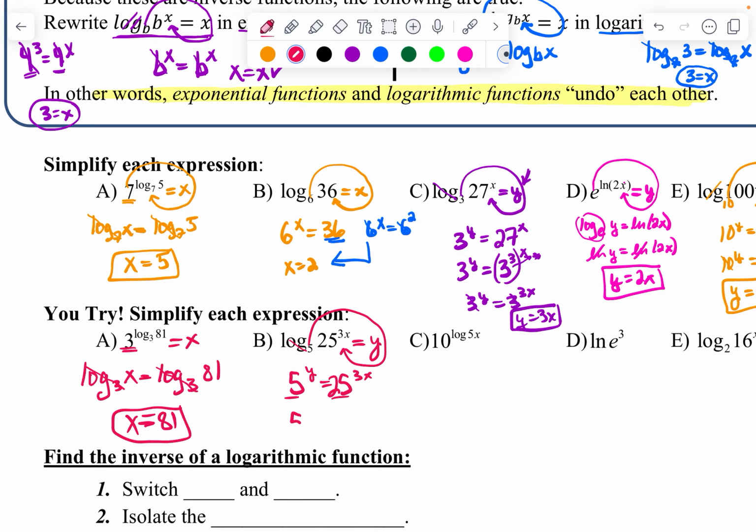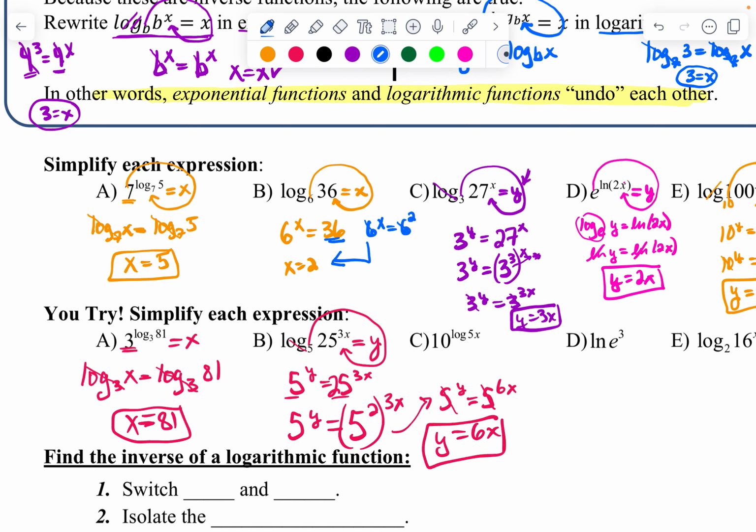I have to change them to the same bases. I can't change the 5, but I can change 25 to 5 squared, raised to the 3x. So now this gets me 5 to the y equals 5 to the 6x. Now they're the same bases, and I get y equals 6x.